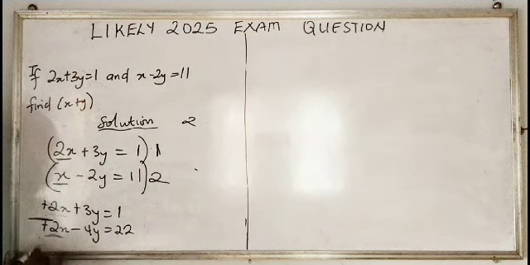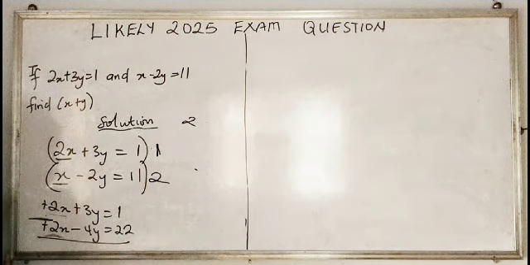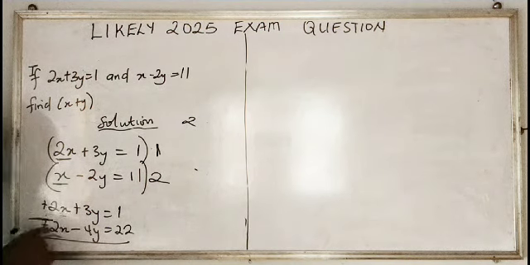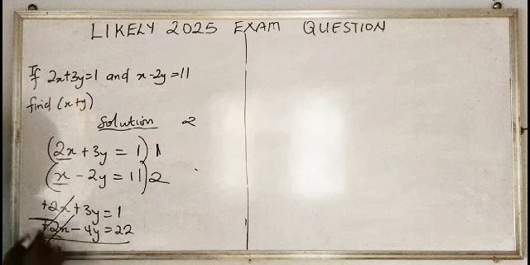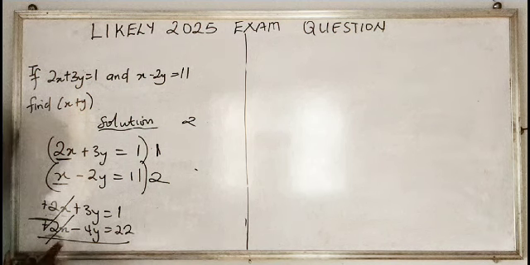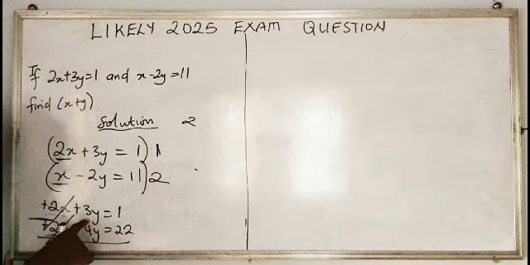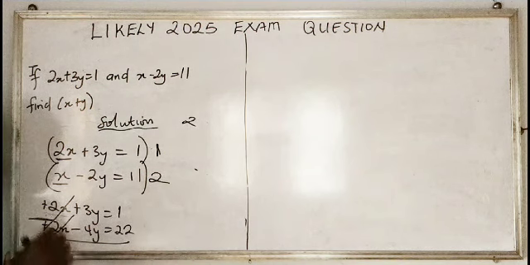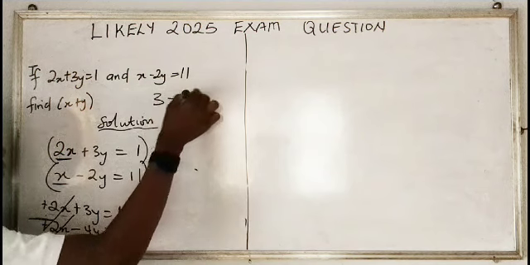Okay, so now doing the subtraction, 2x minus 2x, you agree with me, both of them cancel each other. We are left with 0. Now 3y minus 4y, let's see, 3 minus 4.